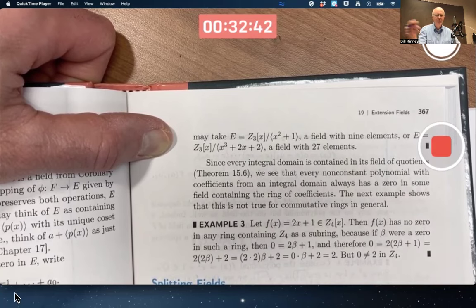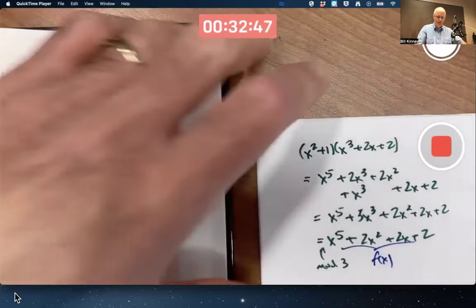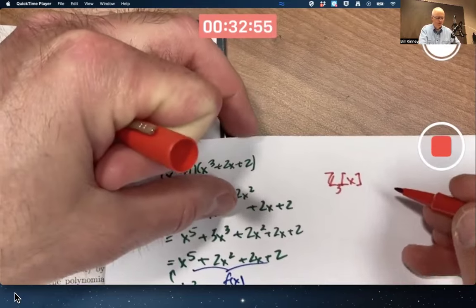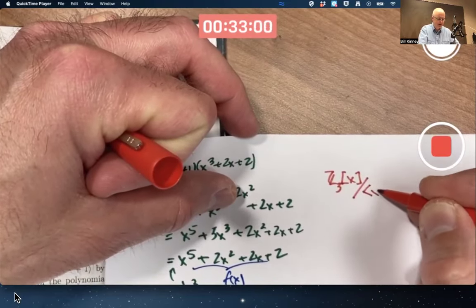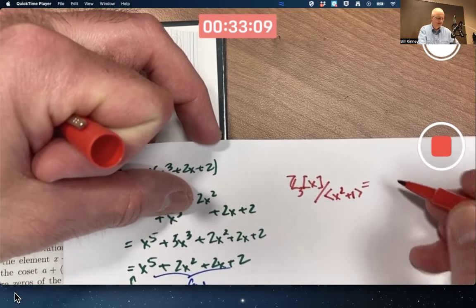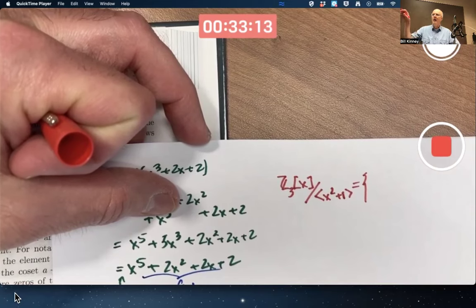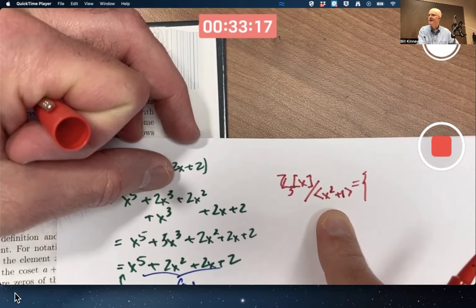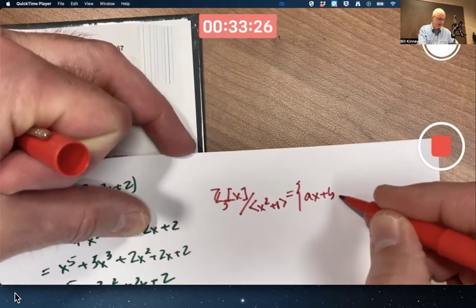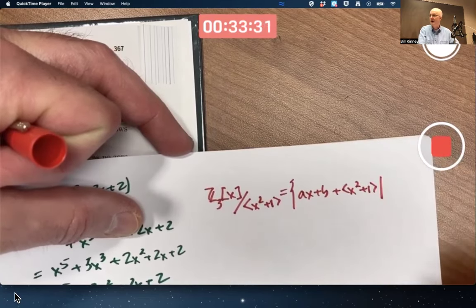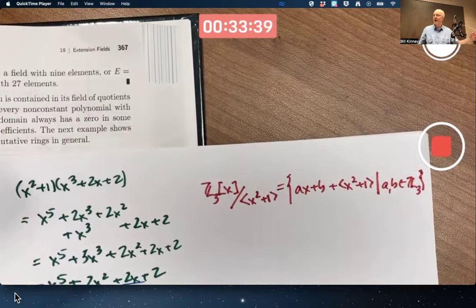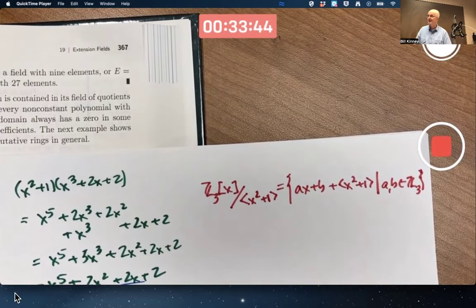Very important what I'm saying here. But why is this a field with 9 elements? We're just wrestling with the reading here. Z3[x], polynomial ring, coefficients from Z3, mod by this principal ideal that is also a maximal ideal. Why does that have 9 elements? Just like with the example R[x] mod this kind of ideal, you can simplify the coset representatives to being linear: ax plus b plus the ideal. But now the a and b are not arbitrary real numbers. They are elements of Z3. So there's 3 choices for a and 3 choices for b. 3 squared equals 9 choices total. This has got 9 elements.